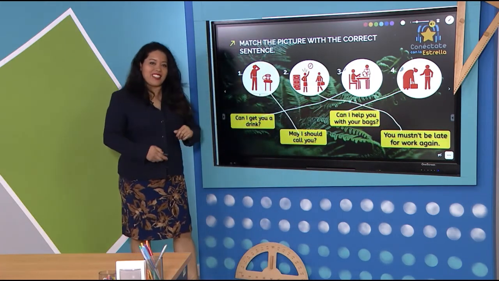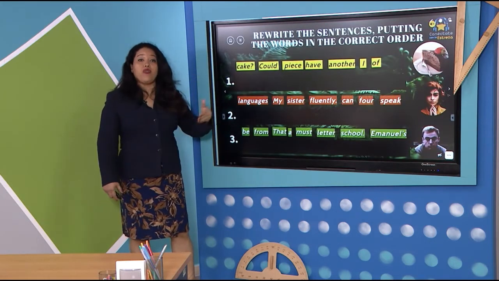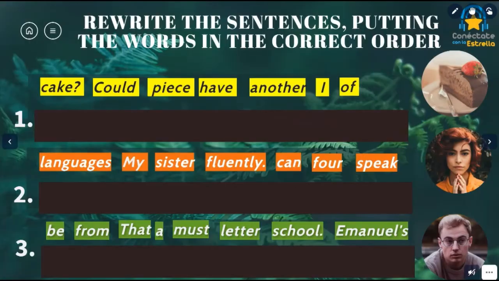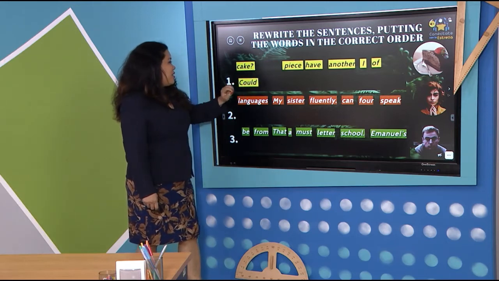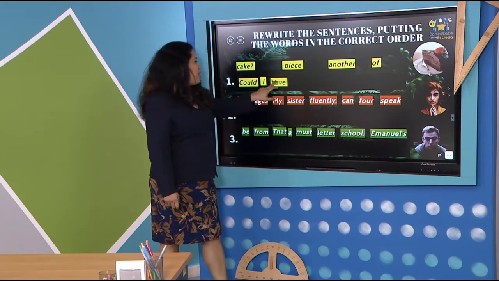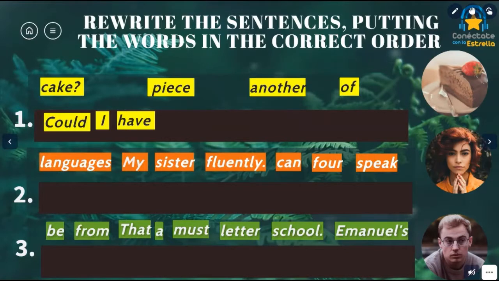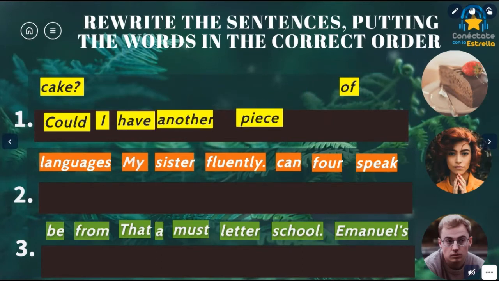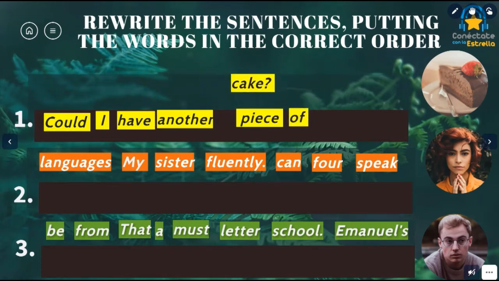good job, great. Now, here you have to rewrite the sentences, putting the words in the correct order, okay? The first, it's a question, so we need the modal. Could. And then the subject, I. And then verb, have. And then the rest of the sentence, could I have another piece of cake, correct.